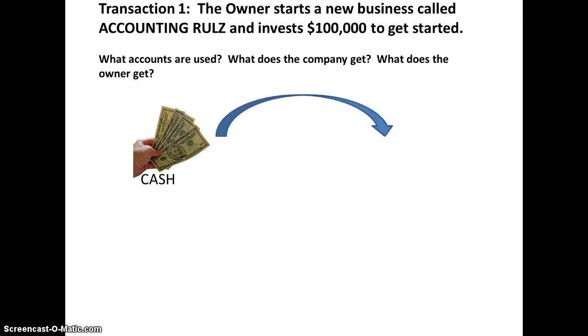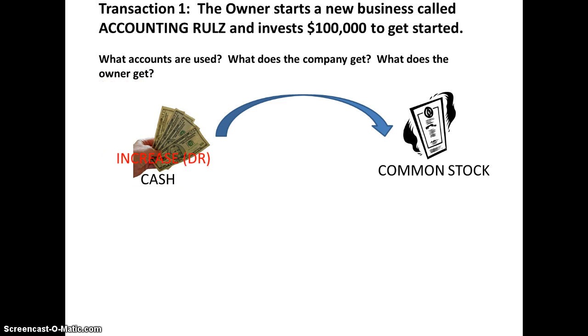We are getting cash because the owner is investing. When the owner invests in a corporation, the owner receives common stock. So now we know our accounts. That's one part of what we need to know. We need to know their account types. Cash is something that we have or own, so that means it's an asset. We want to increase it since we're receiving cash, so we're going to debit.